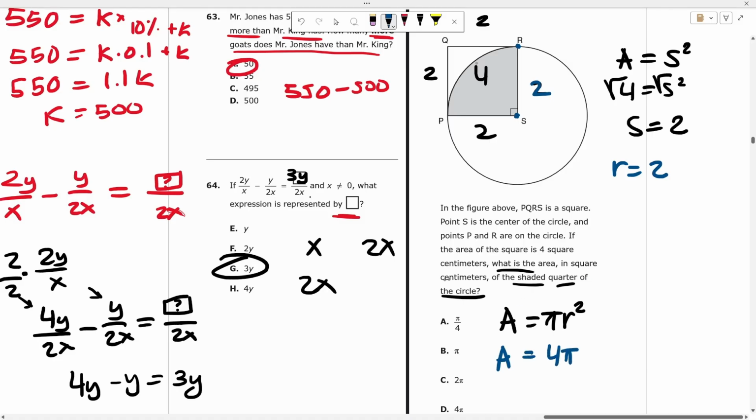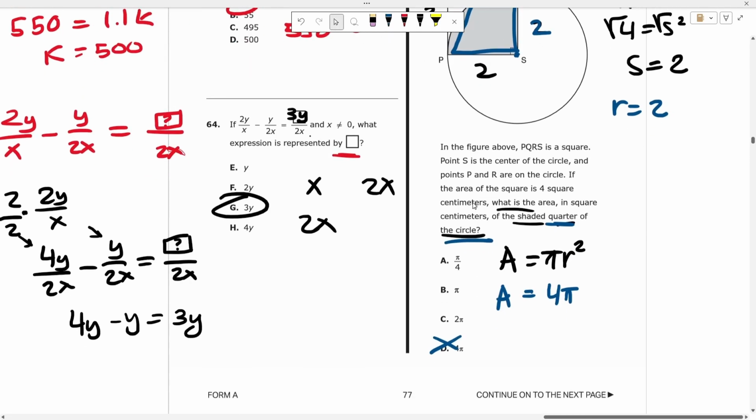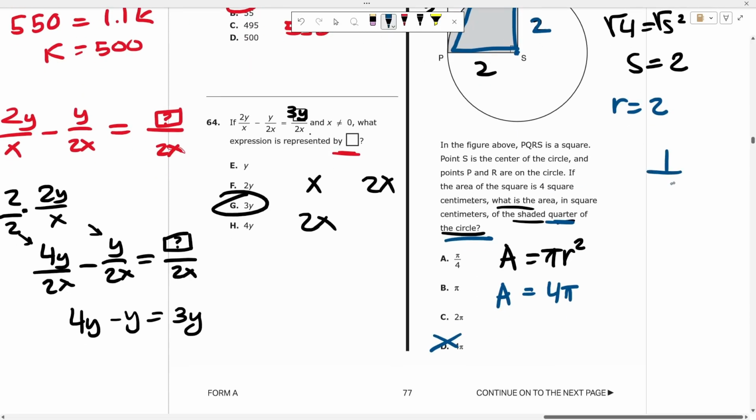And they're asking you for the shaded quarter of the circle. Okay, so the answer isn't actually going to be 4 pi. They're asking you for this smaller part of the circle. We know the whole circle is equal to 4 pi, but we need to find this small shaded part. We know that it's a quarter of the circle, and quarter means 1/4. So what's 1/4 of 4? Or what's 4 times 1 over 4? That's going to equal 1. So the correct answer is B, pi, or in this case 1 pi, or just pi.